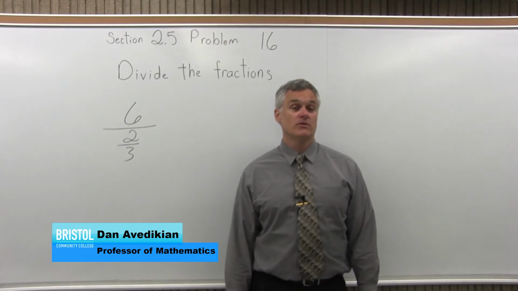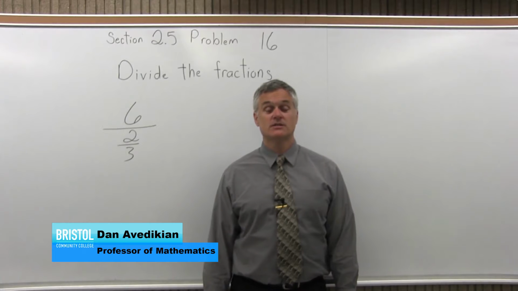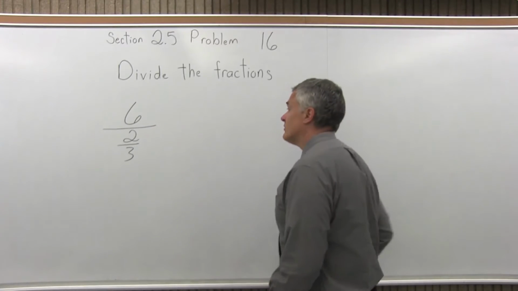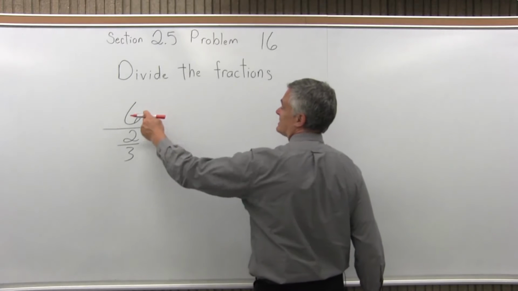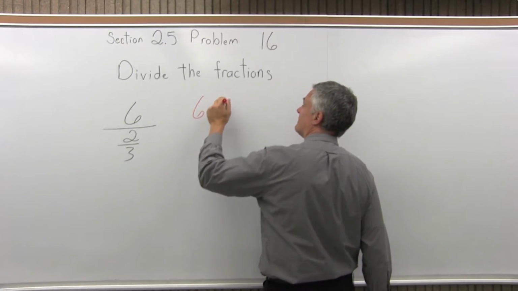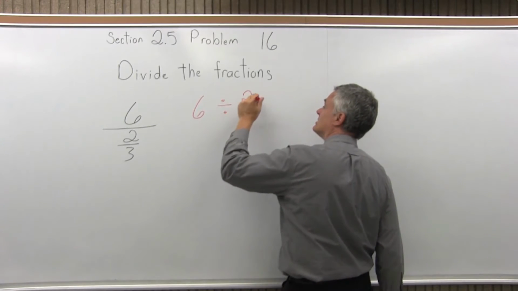This is Section 2.5, Problem 16. It says divide the fractions. We have 6 over 2/3. So the first thing I'm going to do is, instead of 6 over 2/3, let me write an equivalent problem, which is 6 divided by 2/3.